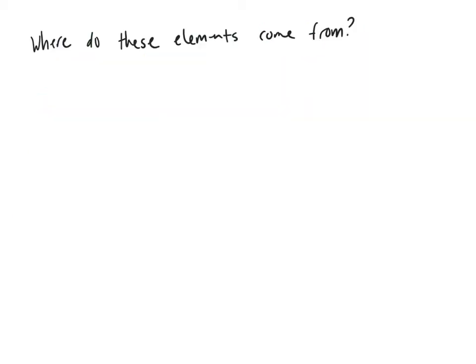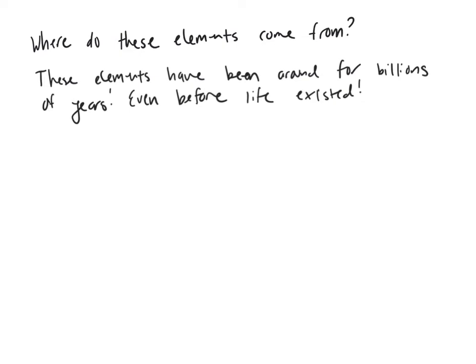So the first question that deals with these elements of life is where are all these elements coming from? And the answer to that question is that these are the same elements that have existed since really the dawn of the universe. So the carbon, hydrogen, oxygen, nitrogen, sulfur, and phosphorus on Earth is the same exact matter that has been on Earth for billions of years, even before life existed.